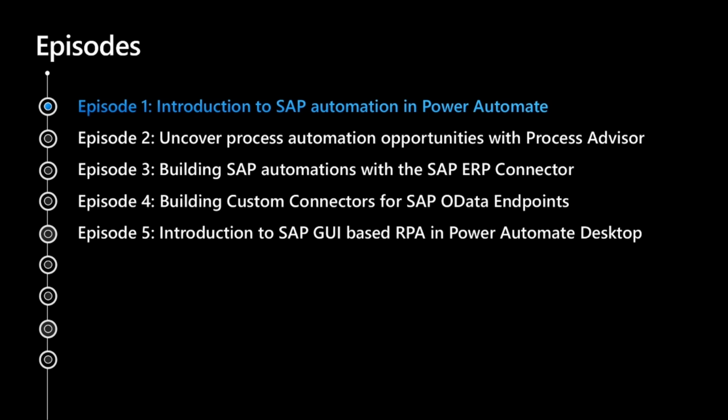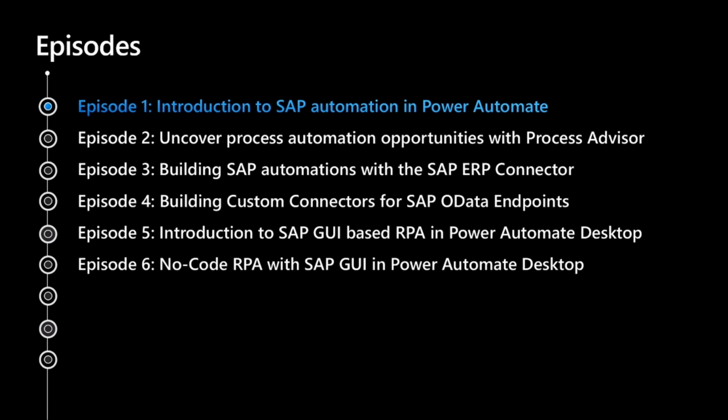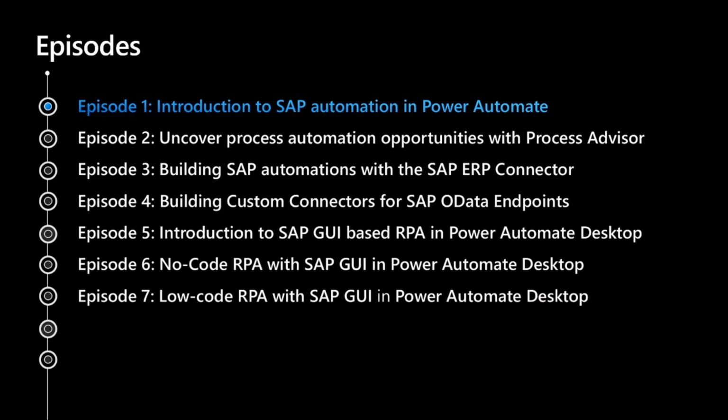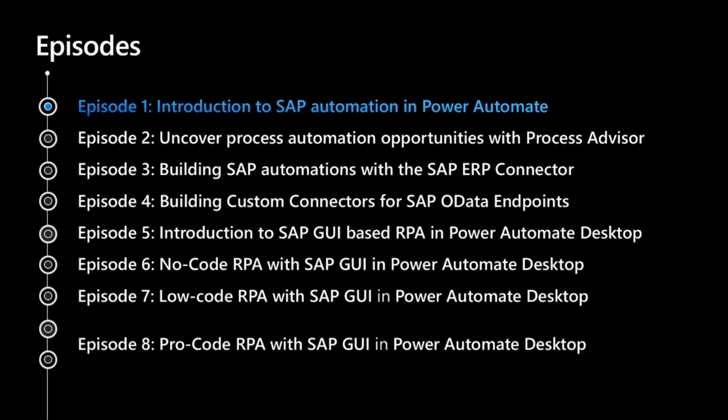In the fifth episode, we'll walk you through the different SAP GUI RPA options available in Power Automate Desktop. This will cover UI automation and range from no-code to pro-code techniques. In the sixth episode, I'll show you how to build an SAP GUI-based automation using pure no-code techniques. And in episode 7, I'll also show you how to do an SAP GUI-based automation, but this time not only with no-code, but no-code and low-code techniques.